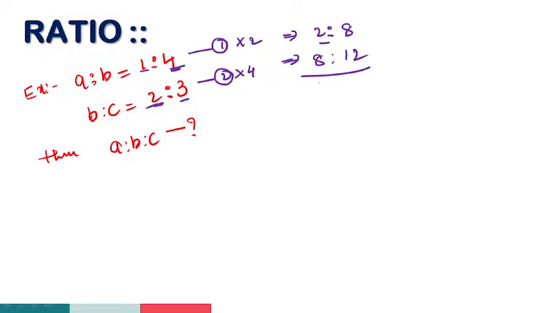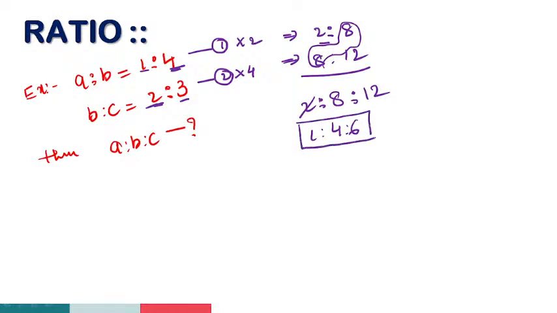Right. A values how much, guys? 2, and B values how much? 8 and 8. Both are common, so let's take out one value. And C values how much? 12. Right. Let me calculate. 2 1s are 2, 4s are 2, 6s are. Any cancellation here? No cancellation. The final answer is 1 is to 4 is to 6.